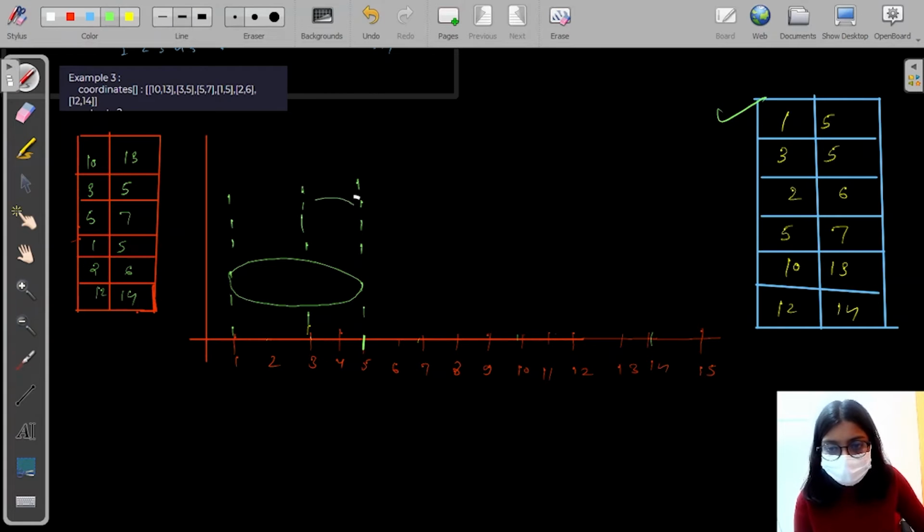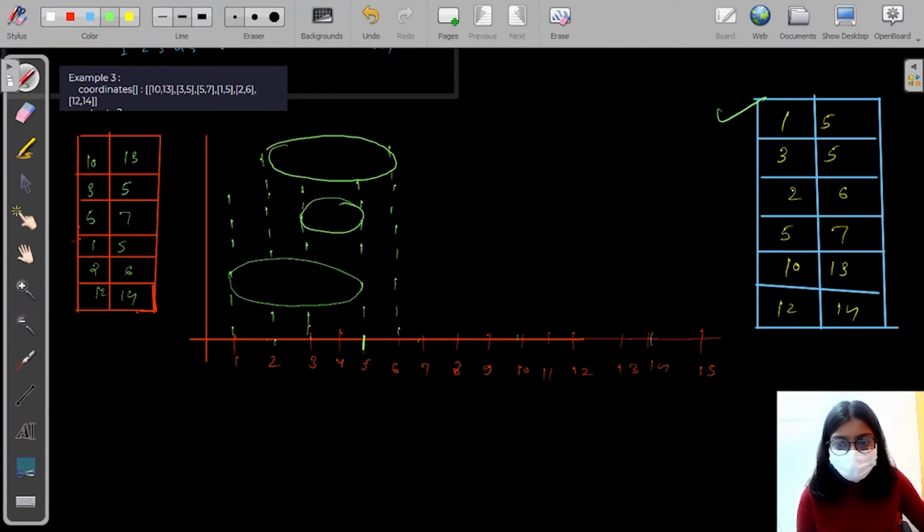That is here. Both of these two balloons are overlapping because they are sharing a common part, that is from 3 to 5. Now again a balloon from 2 to 6. This balloon is from 2 to 6. Now all of these three balloons are sharing this common part, that is from 3 to 5. Right? So it means I can pass a single arrow here.